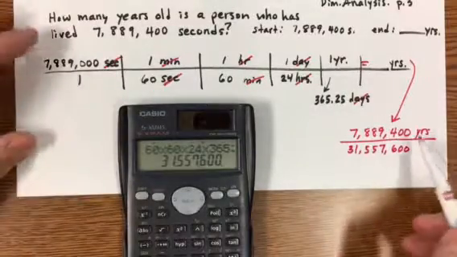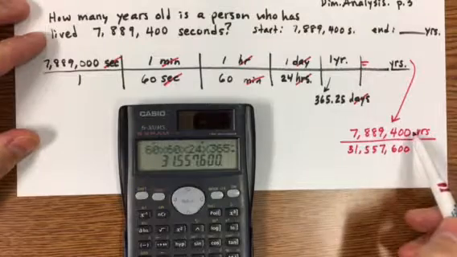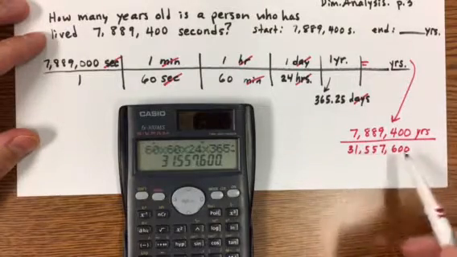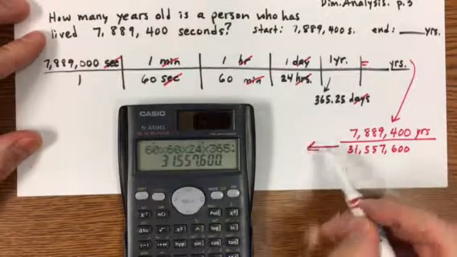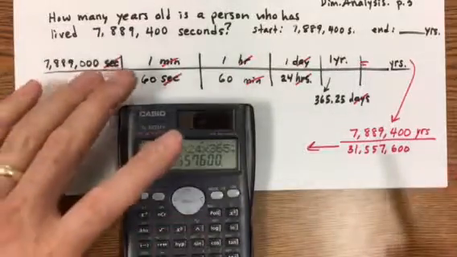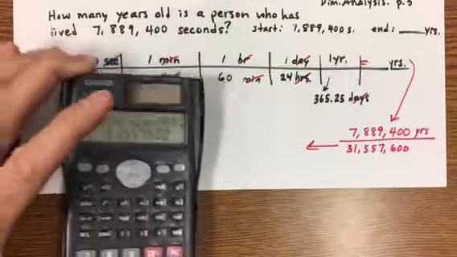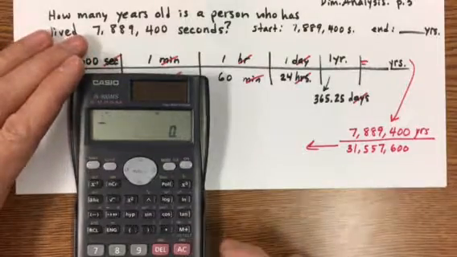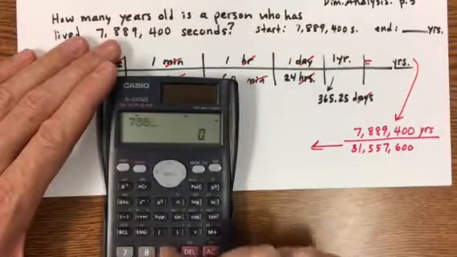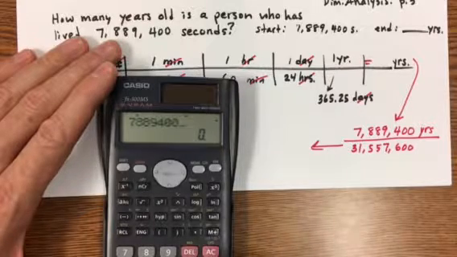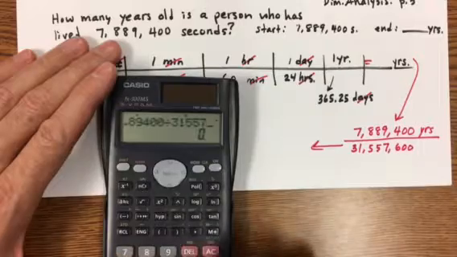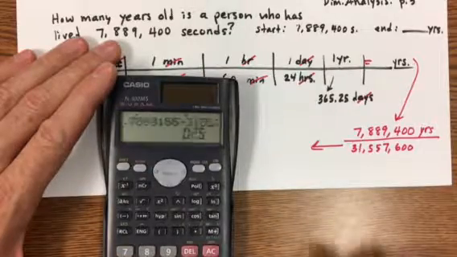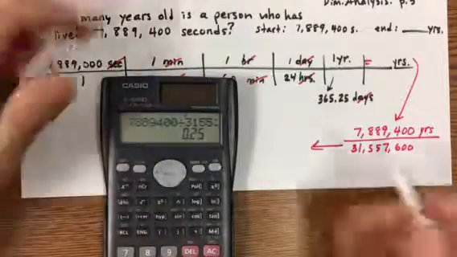So what I'm left with now is I will divide this fraction, top divided by bottom, and that'll give me a decimal for my final answer. I'll just clear that out, type in my new number, 7,889,400 divided by 31,557,600, which gives 0.25 years.